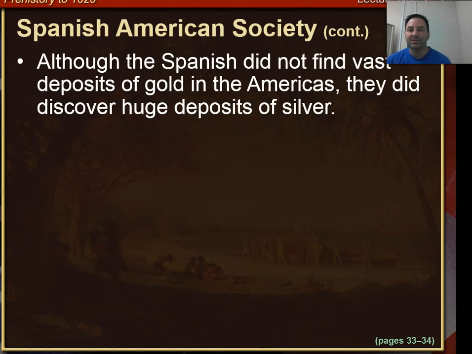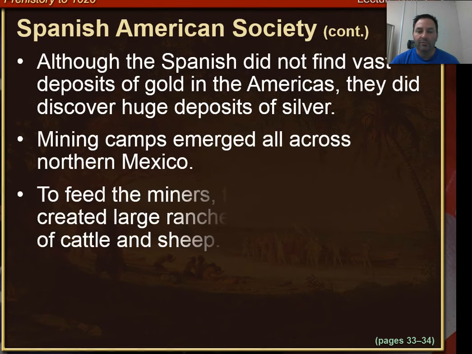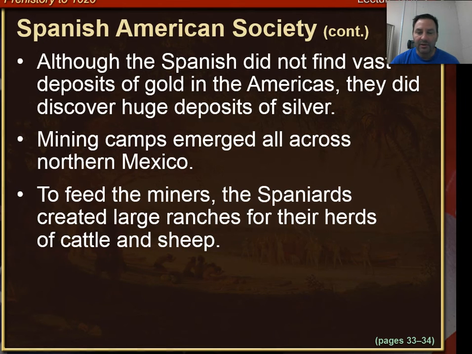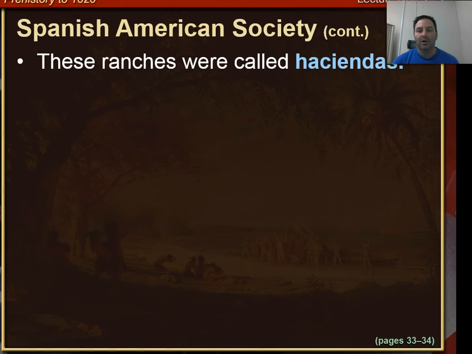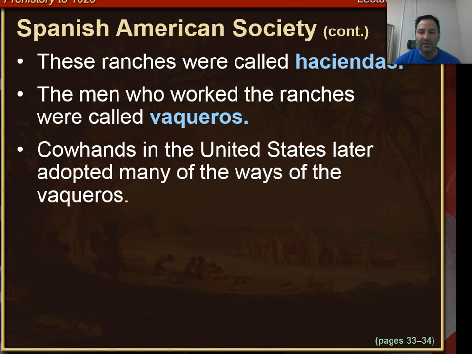Although the Spanish did not find vast deposits of gold in the Americas, they did discover huge deposits of silver. Mining camps emerged all across northern Mexico. So to feed the miners, the Spaniards created large ranches for their herds of cattle and sheep. These ranches were called haciendas. The men who worked the ranches were called vaqueros. Cowhands in the United States later adopted many of the ways of the vaqueros.